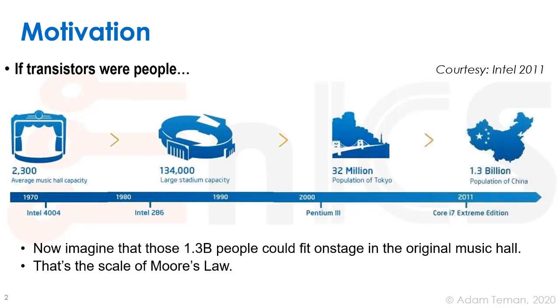And finally, when this illustration came out in 2011, they had put out a Core i7 Extreme Edition with 1.3 billion transistors. And 1.3 billion transistors is about the population of China. Now imagine that those 1.3 billion people could fit on stage in the original music hall. That is the scale of Moore's Law. And I'll be showing many more scales of Moore's Law in this first part of the lecture.